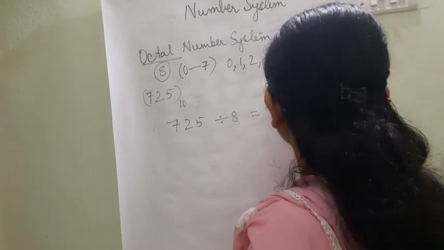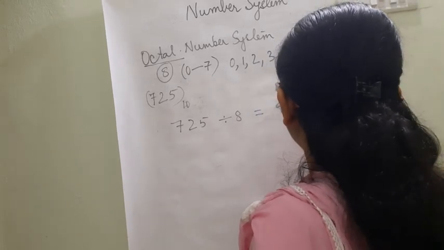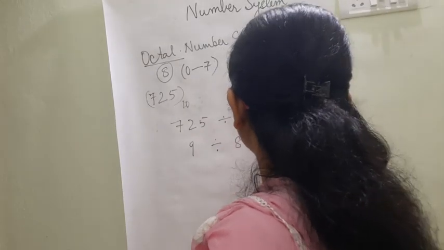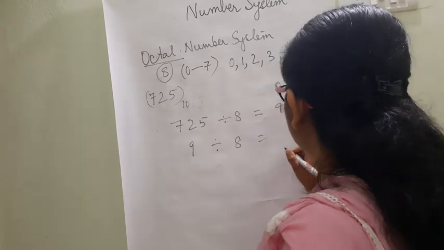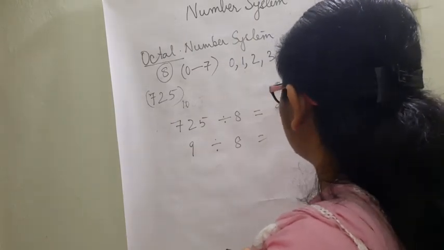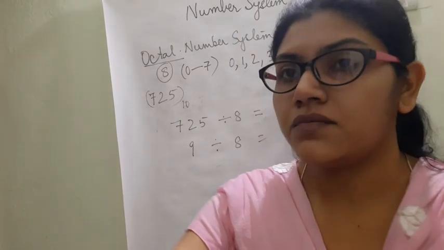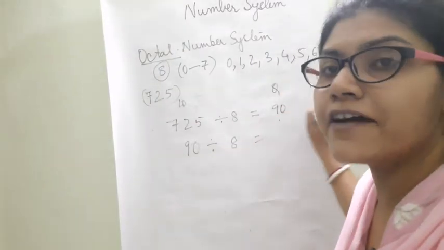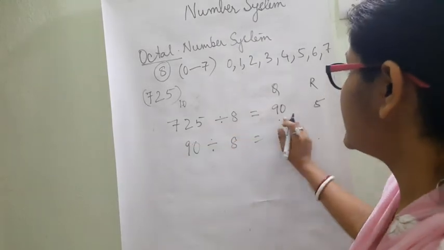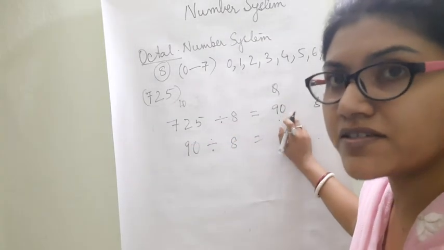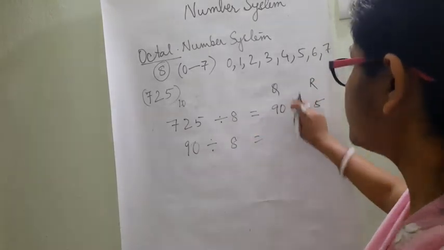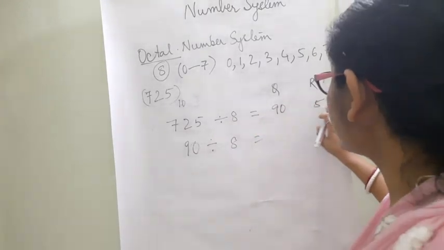Quotient 9, remainder 5. 9 divided by 8. Sorry, something went wrong. Wait a minute. There was a little mistake. It will be 90 and 5, because we have taken 9 divided and there will be 0 because 5 is small. You can divide and see 90. The quotient will be 90 and the remainder is 5.